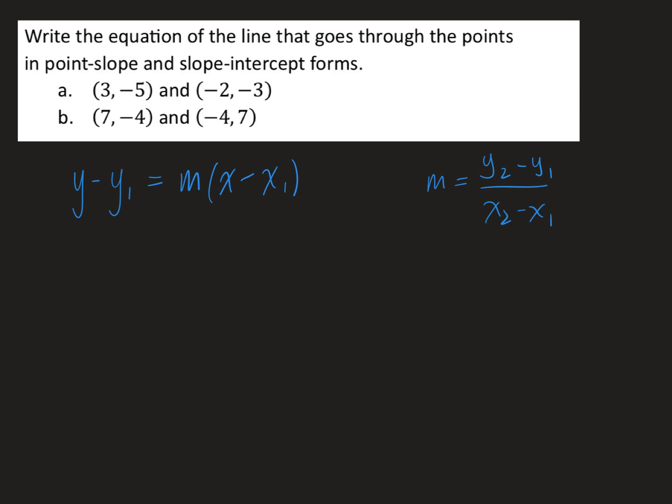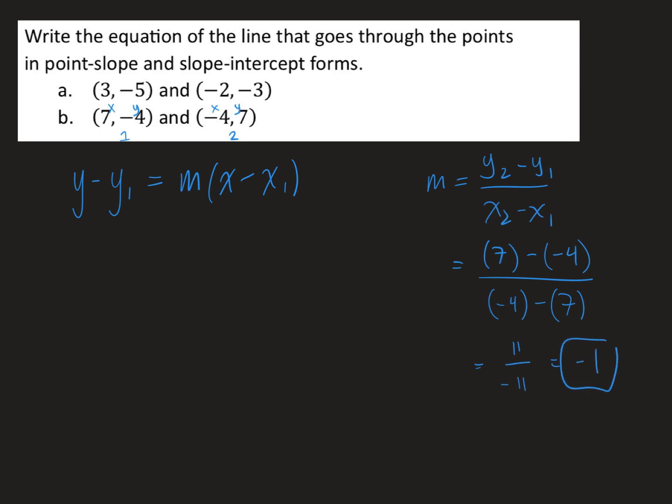So what that means is I can call this point number 1, I can call this point number 2. We have an x and a y, we have an x and a y. So now I know what y2, y1, x2, x1 are. And I can just substitute numbers in over here. y2 is 7 minus y1 is negative 4. x2 is negative 4, and y2 is 7. All right, so it looks like the top will be 11 and the bottom will be negative 11, so this should be negative 1 for the slope.